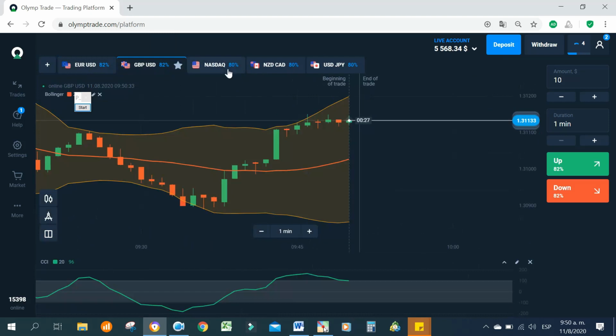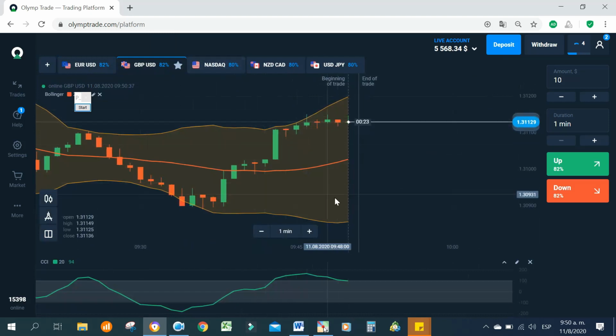So guys, this is the way you can combine the CCI, Bollinger Bands, and also price action.